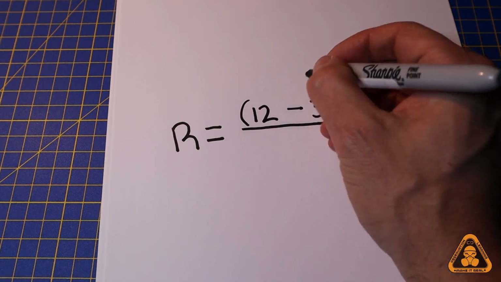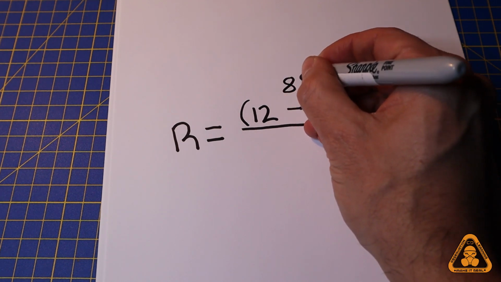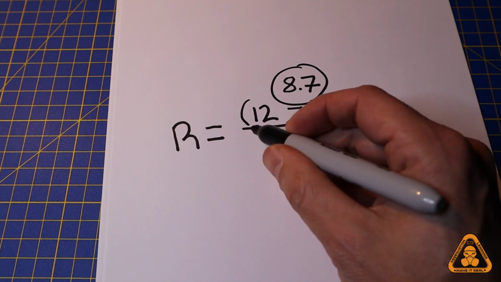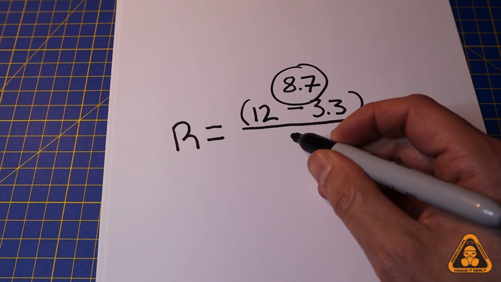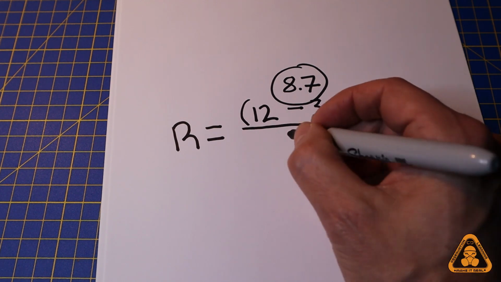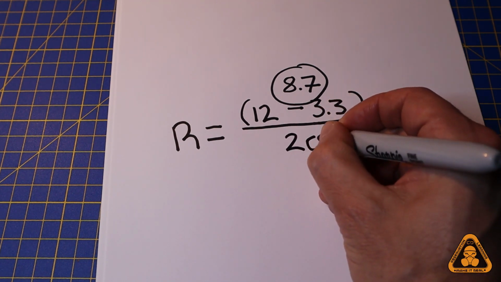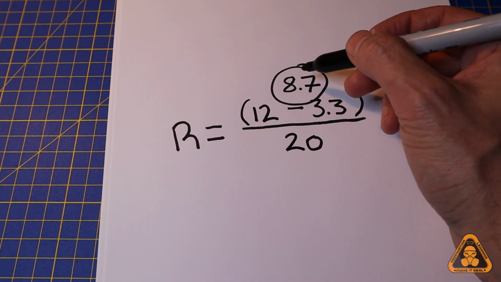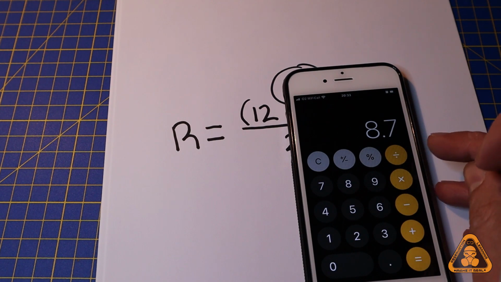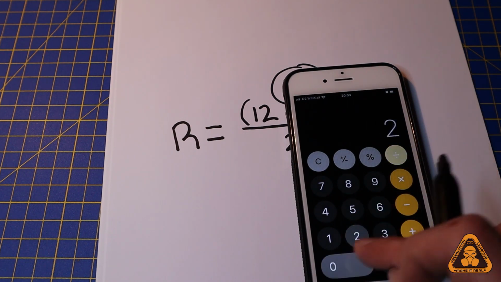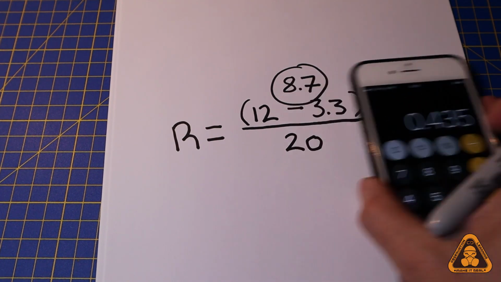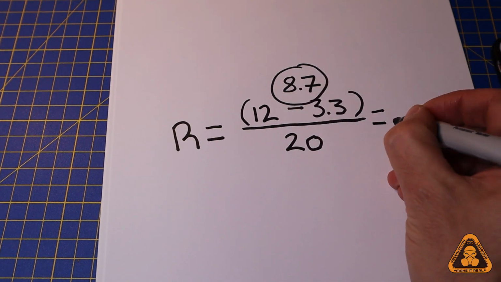So this is actually 8.7. That's the value we need here. That's been divided by the LED current. So how many milliamps is going through that LED? That's 20. So what we're doing essentially is dividing 8.7 by 20. Let's do that here. 8.7 divided by 20 equals 0.435.